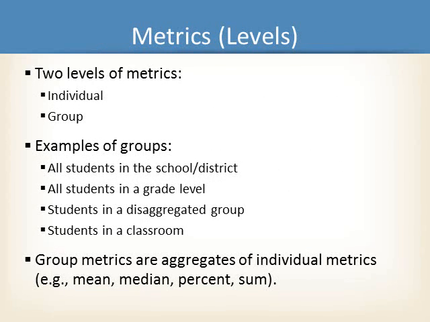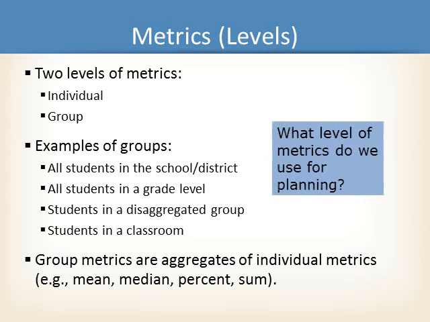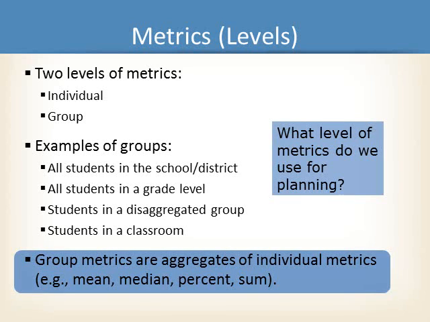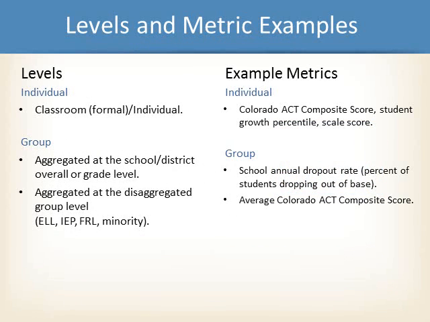In general, assessment metrics are available at two levels: the individual and group level. Group level metrics are aggregates of individual metrics. They could be the mean, median, percent, or sum of individual metrics. Group metrics can be provided for different groups. For example, all students in the school or district, all students in a grade level, students in a disaggregated group, in other words, English language learners, and students in a classroom. Here are some examples of metrics at the individual and group levels.